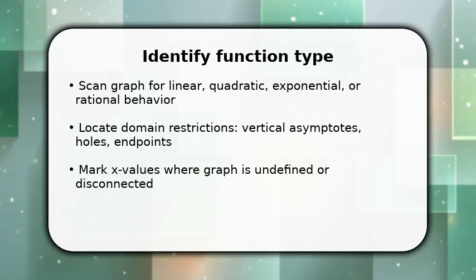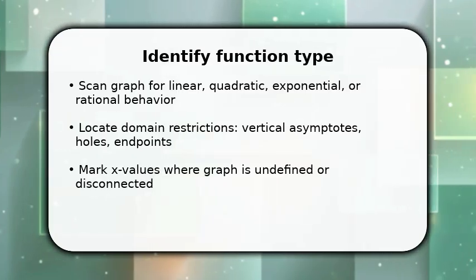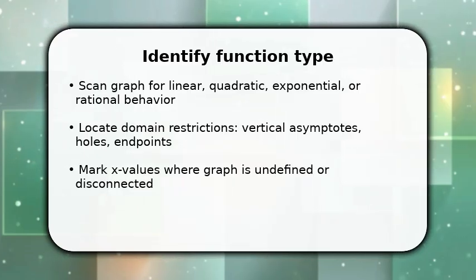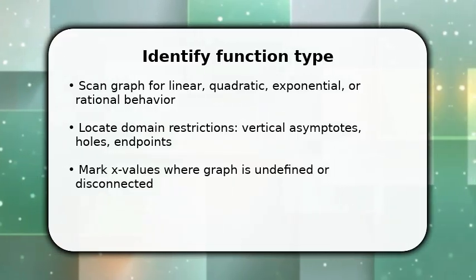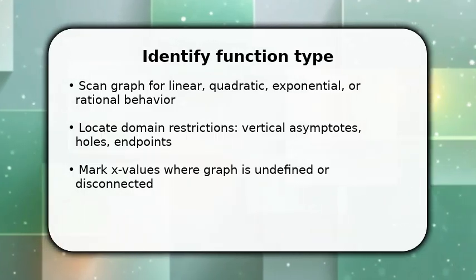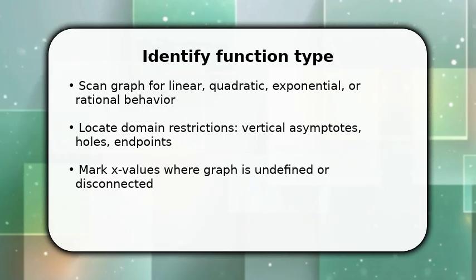You start by identifying the function family. This matters because each type implies different domain rules. Once done, scan for vertical asymptotes or hole markers since those X values are excluded. Also check endpoints of segments on the graph.